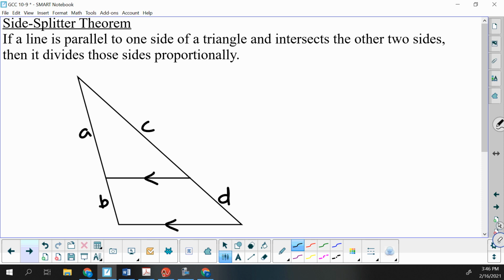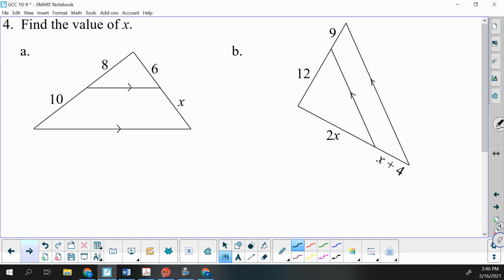So there's basically two proportions you can set up. You can do left over left, right over right. So you could do A over B matches with C over D. Or you could do left to right, left to right. So you could do A over C equals B over D. Notice in both cases when you cross multiply, you'll have AD equals CB. So that's only if we know they're parallel that we can do that.